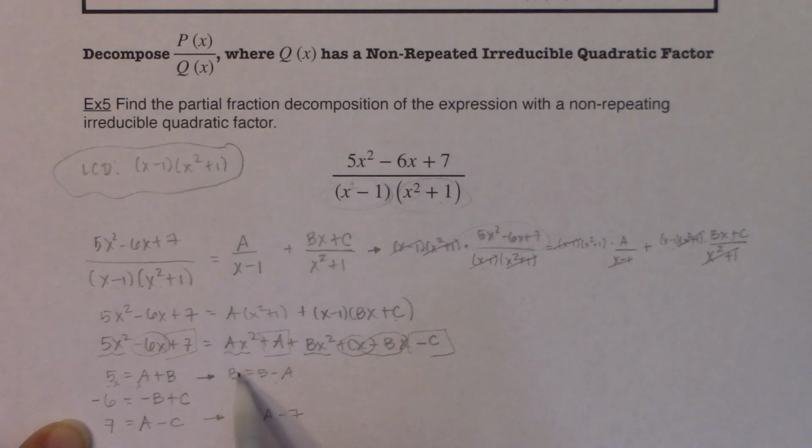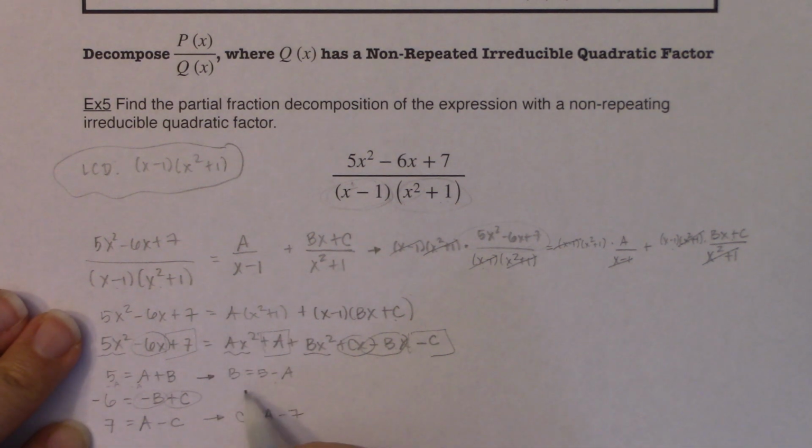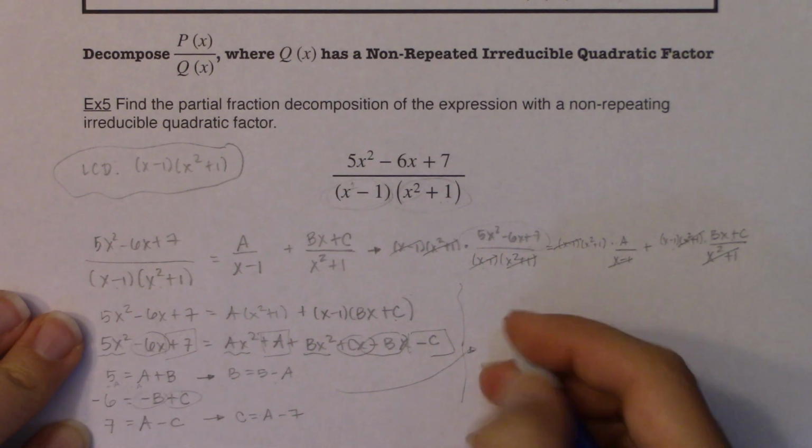But what I'm going to do now is substitute. Instead of a negative b and a positive c here, I'm going to put in 5 minus a for b and a minus 7 for c. And that's going to give me one equation with the letter a. So let me go ahead and start writing this over here. I'll put a little separation so we can see it.